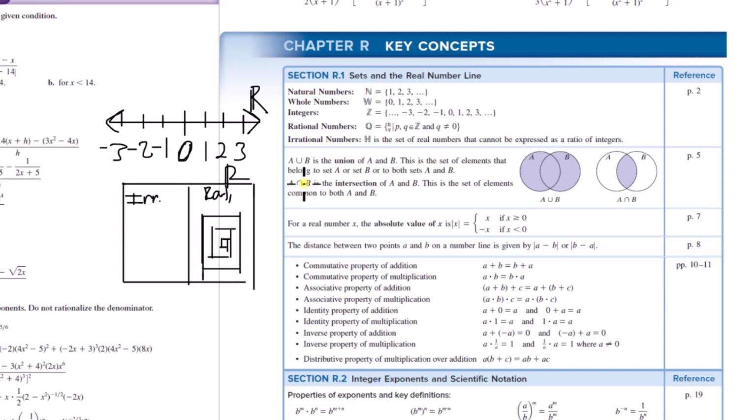So every natural number is a whole number. Every whole number is an integer. Every integer is a rational number. But then irrational numbers are in their own group. And then all that together, that's all real numbers.